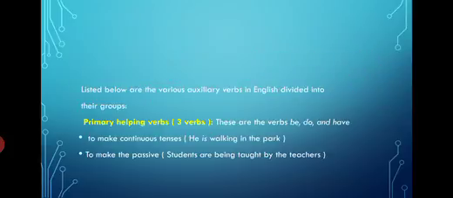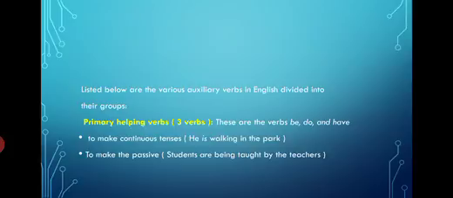Listed below are the various auxiliary verbs in English divided into their groups. Here some auxiliary verbs are given. Let us see what they are. Those are divided into three groups. Let us see what they are. Primary helping verbs. In primary helping verbs we have three verbs. They are be, do and have.